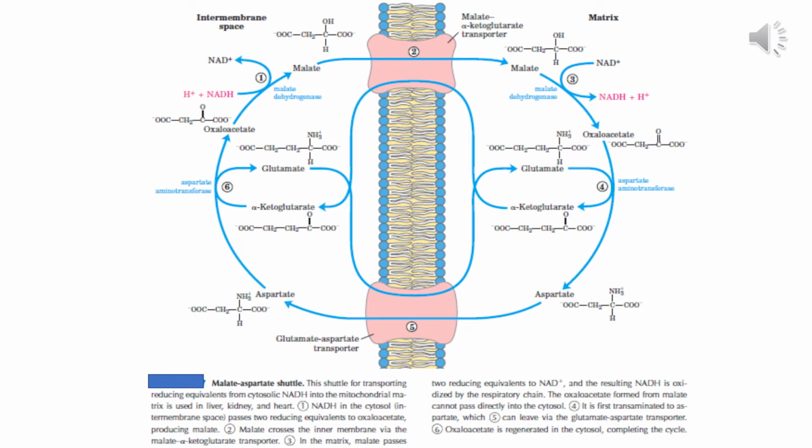Inside the matrix, the malate is releasing NADH plus H plus and becomes oxaloacetate in step 3. This NADH plus H plus is used for generation of ATP by means of the electron transport chain. The oxaloacetate in turn becomes aspartate and is transported out of the mitochondrial membrane into the cytoplasm by means of step 5, and the reaction is repeated.